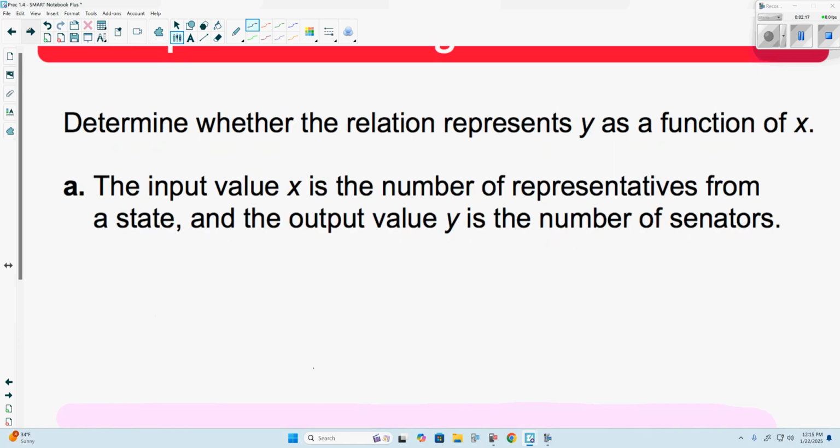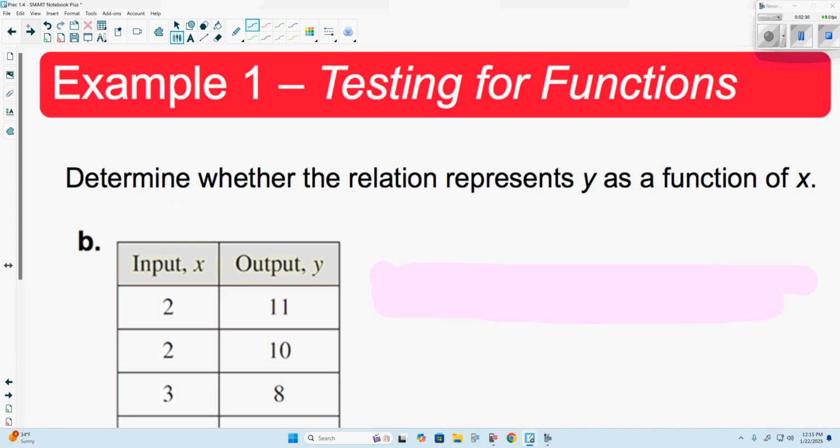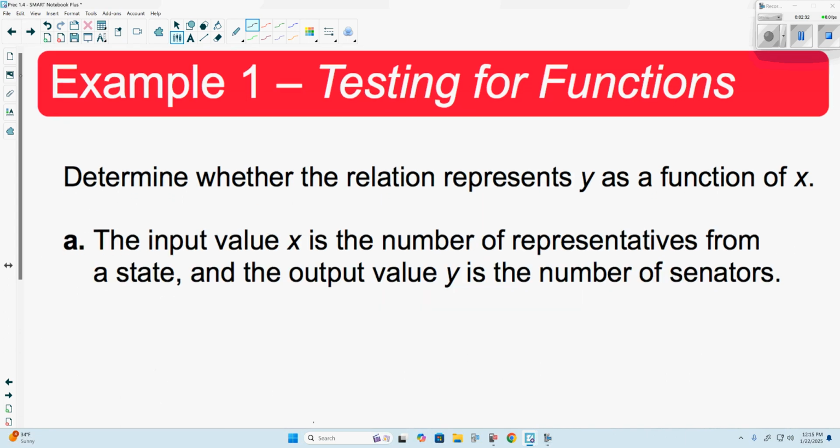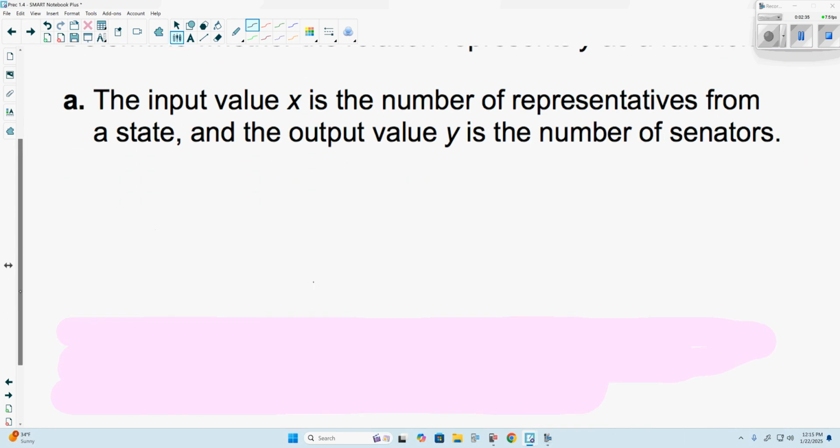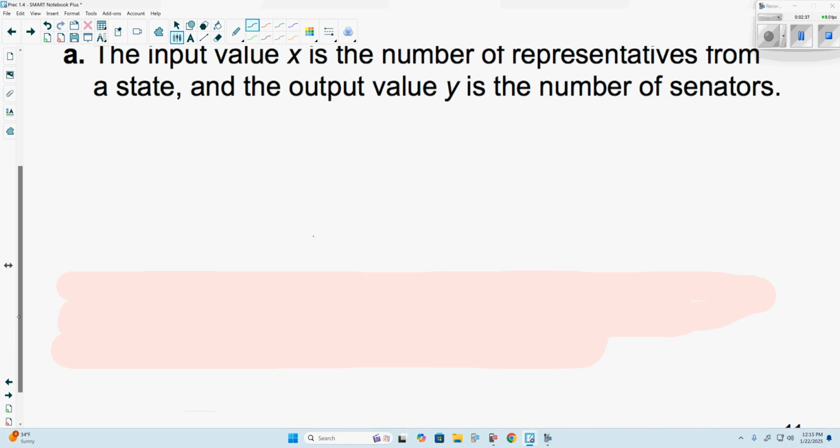So the input value x is the number of representatives from a state. The output value y is the number of senators. So we have to determine if this is a function or not. Well, what do we think? Is this a function or not?